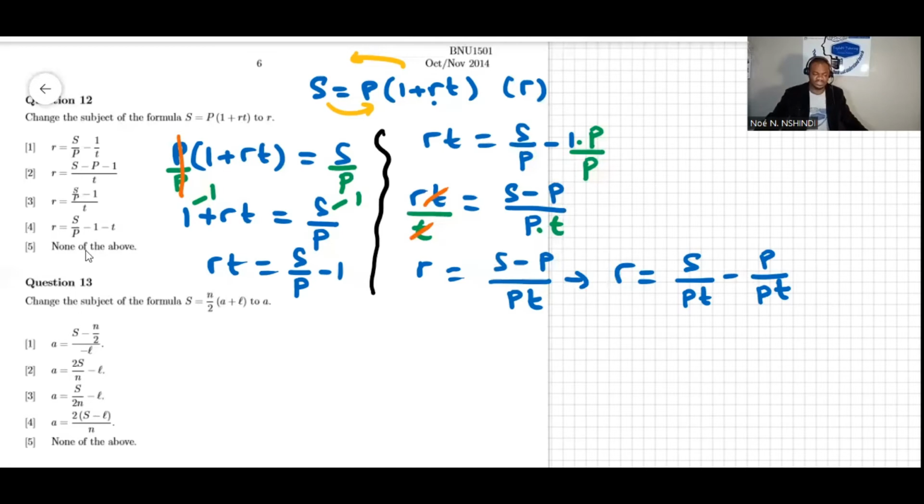So the answer was indeed none of the above. Because even if I simplify further, it's going to be S over PT minus 1 over T. But it's still not the same, because there it's S over P, not PT. Here we have S over PT. So the correct alternative here is alternative 5, none of the above. That is correct.